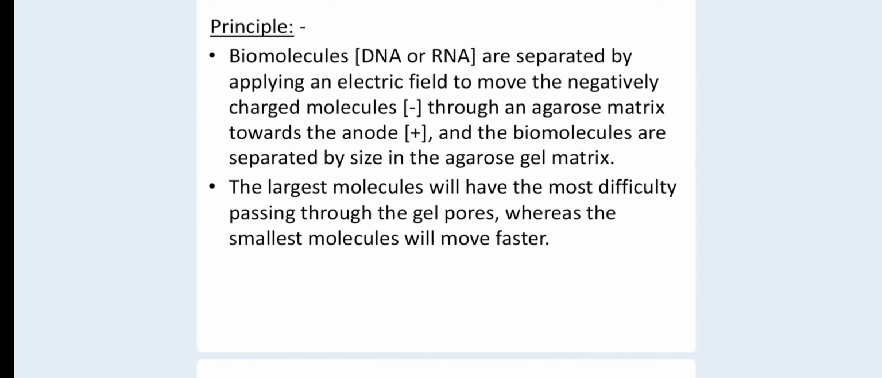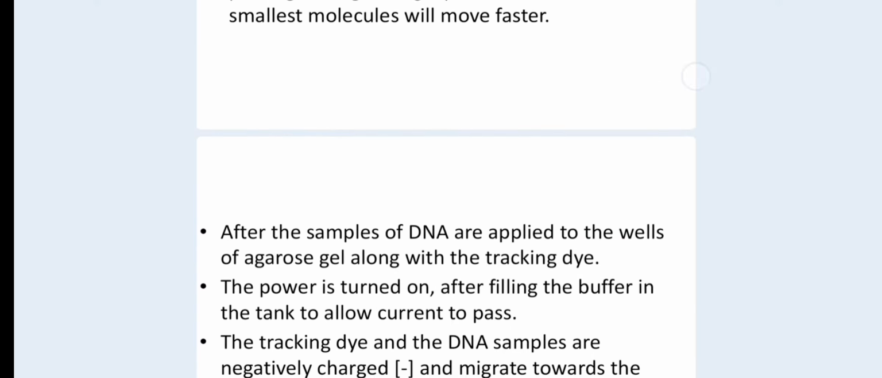Then the principle behind agarose gel electrophoresis is that biomolecules like DNA or RNA are separated by applying an electric field to move the negatively charged molecules through an agarose matrix towards the anode, and the biomolecules are separated by size in the agarose gel matrix. The largest molecules will have the most difficulty in passing through the gel pores, whereas the smallest molecules will move faster.